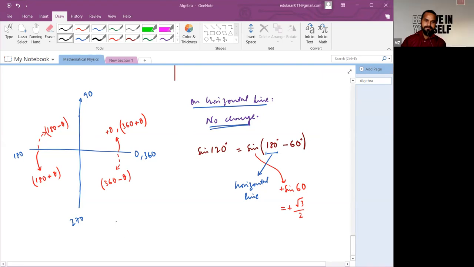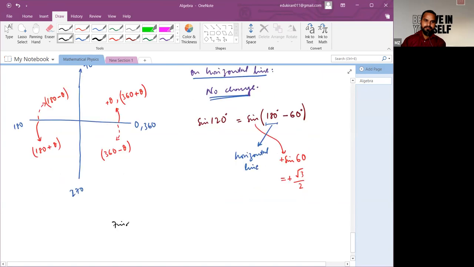Try to solve. Find the values of first, tan of 135 degree, second, cos of 120 degree, third, sine of 210 degree.